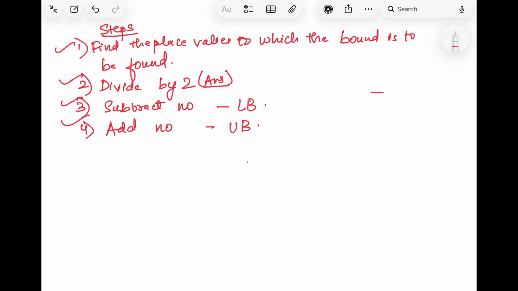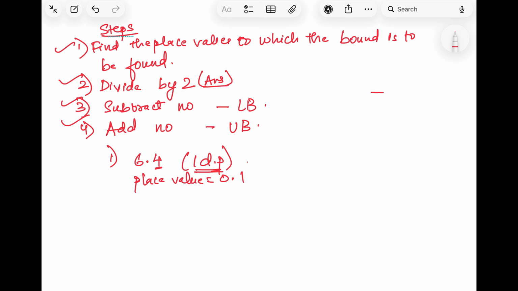Okay, so now let's take up one example. First example, 6.4. They are telling us to find bounds up to 1 dp. First, as I told you, find the place value to which the bound is to be found. It's the first dp, 1 dp. Then what do we have to do? Divide by 2. What is the place value of this number? The place value of this number will be 0.1, 1 by 10, right? So it is 0.1.